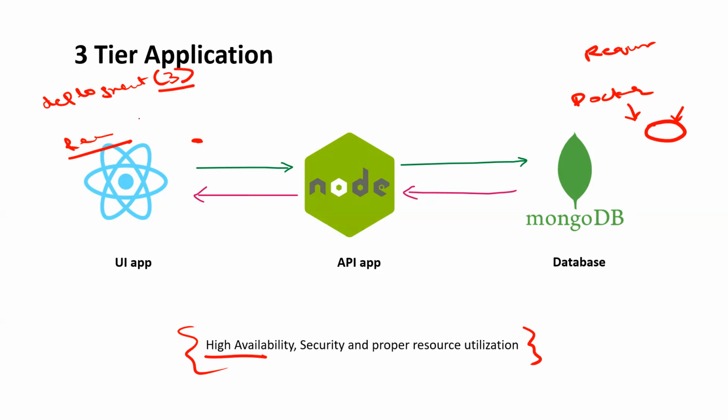Once that is done, this UI app has to talk to the internet, or it should be exposed to the internet. That's where I'm going to create a Service of type LoadBalancer or NodePort. We can also use concepts like Ingress to expose the application to the external world. So these are the concepts that I'm going to consider.